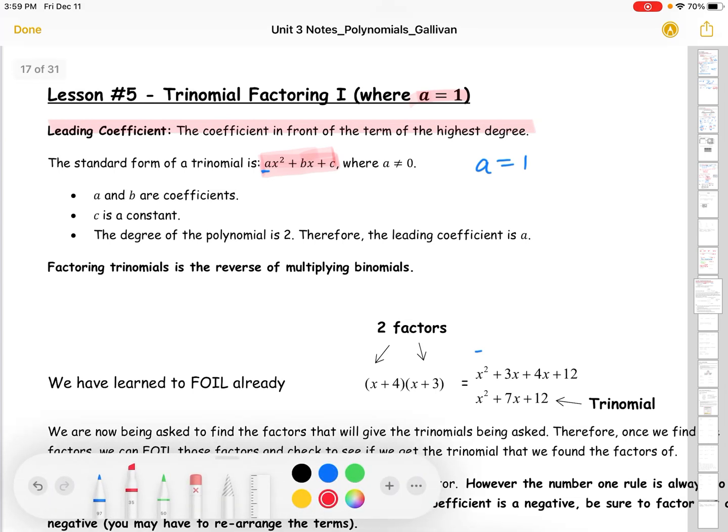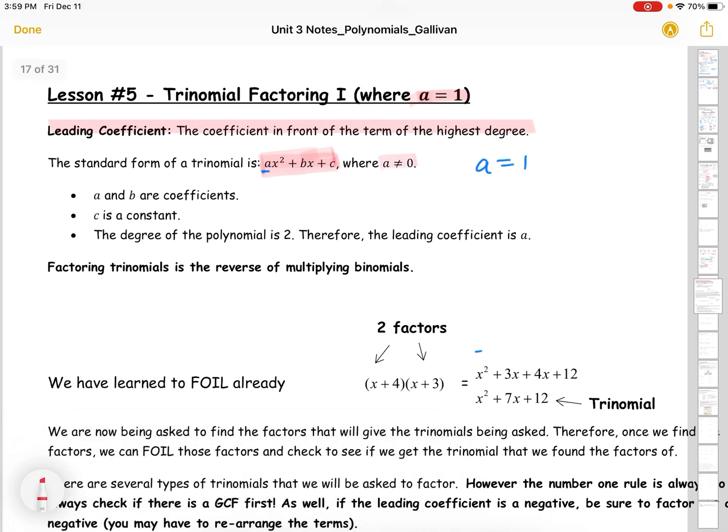So this is our standard form of a trinomial, ax squared plus bx plus c, where a is not equal to 0. So there has to be an x squared in there. It might be a 1x squared, a 2x squared, but we're just talking about the 1x squareds. Now in this, a and b are coefficients, c is a constant, so there's no variable with c. And the degree of the polynomial is 2, the highest degree, because x is squared. So the leading coefficient in this case is a.